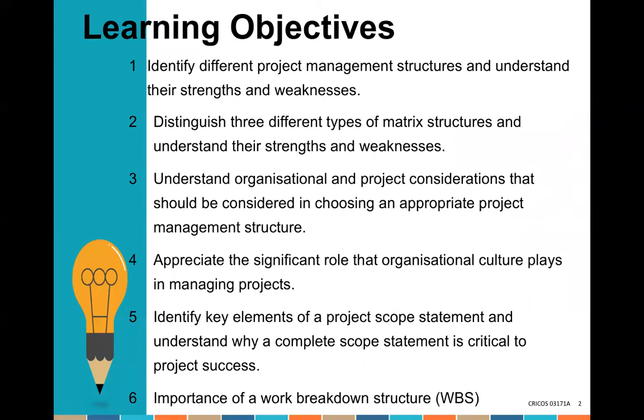So what am I going to teach you today? Well, I'm going to talk about identifying the different project management structures and understanding the strengths and weaknesses of each. We spoke about distinguishing the three different types of matrix structures and understanding their strengths and weaknesses. We're going to understand the organizational and project considerations that should be taken into account in choosing an appropriate project management structure. We're going to appreciate the significant role of organizational culture and how it plays into driving the delivery of projects in organizations.